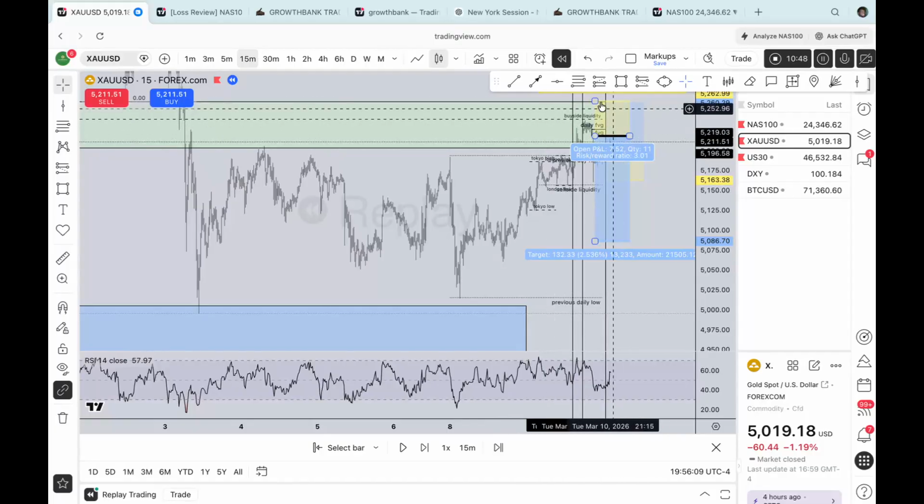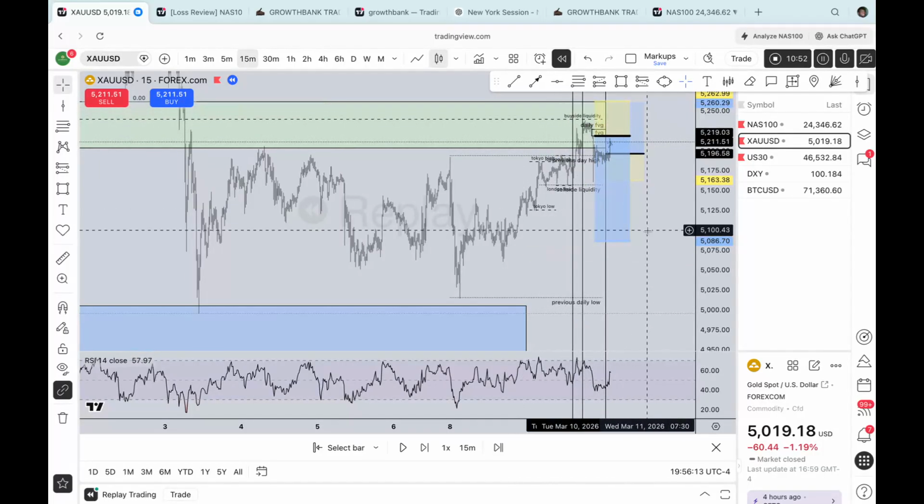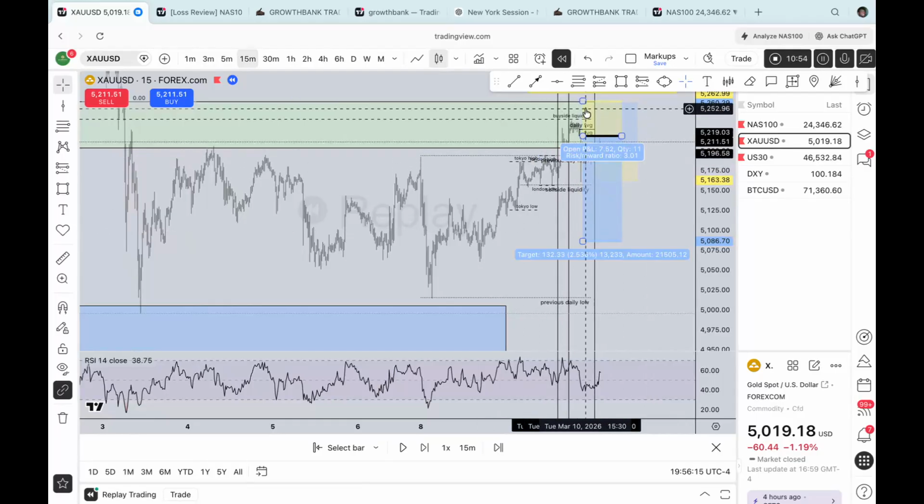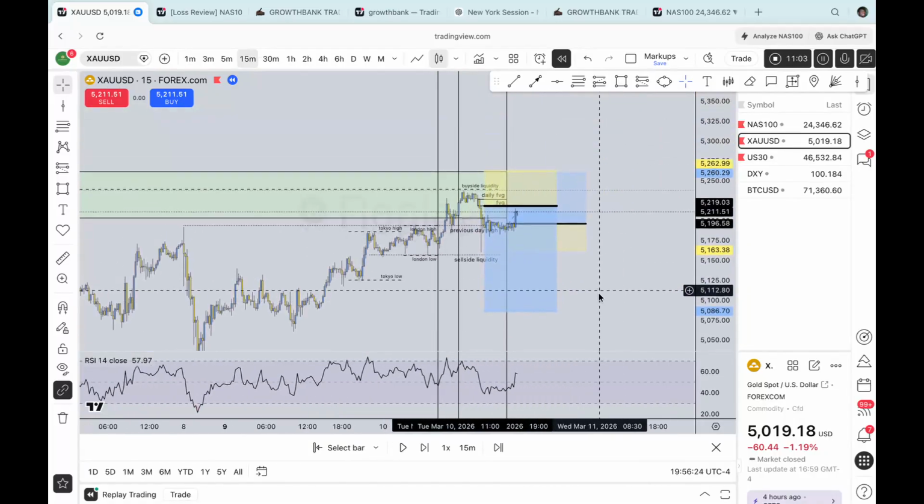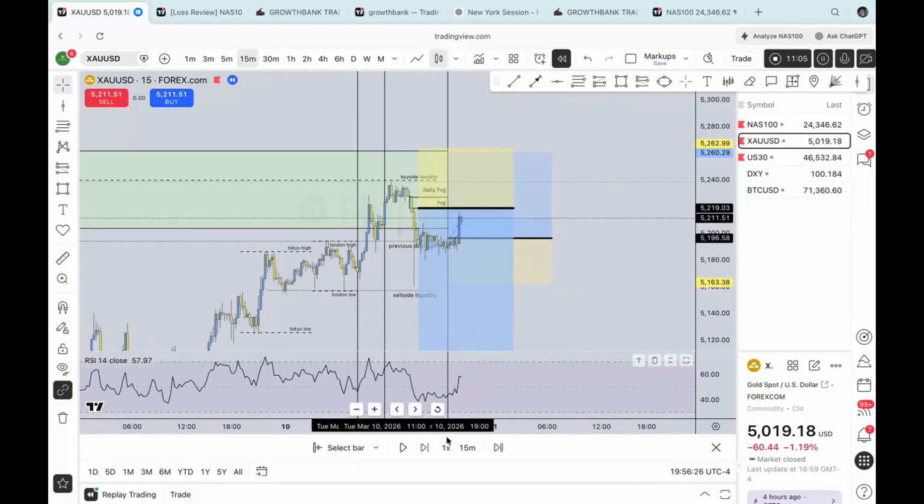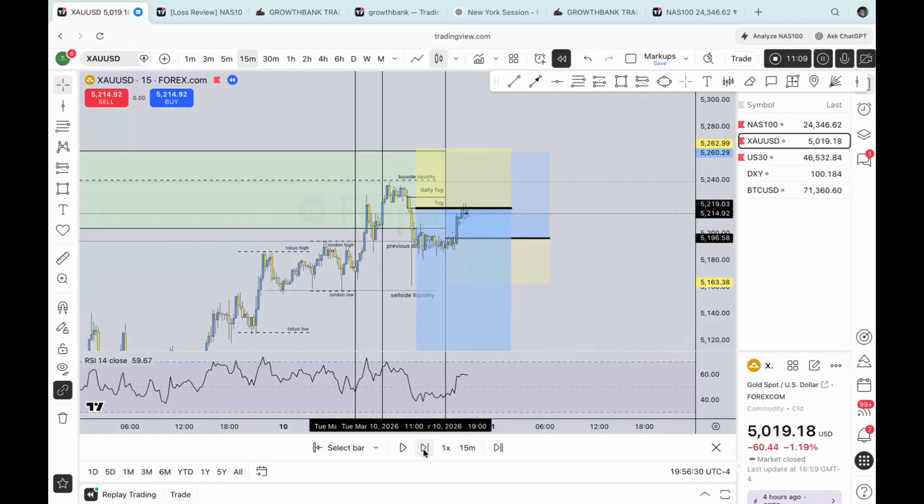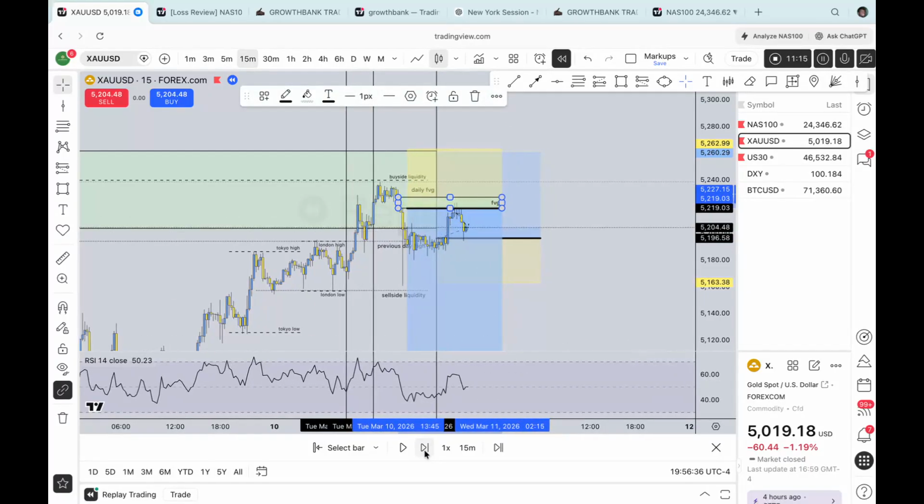However, because we're in this daily fair value gap, we should have expected price to react to it, especially since we just took out the liquidity. If we're taking out upside liquidity, chances are we're expecting price to go towards the low end liquidity. So again, let's open this. Perfect. Just like that, it would have tapped us into this fair value gap. So let's see how this plays out on the entry we should have taken.